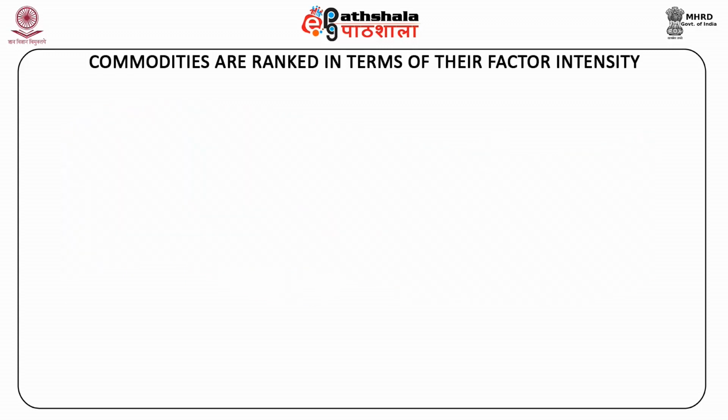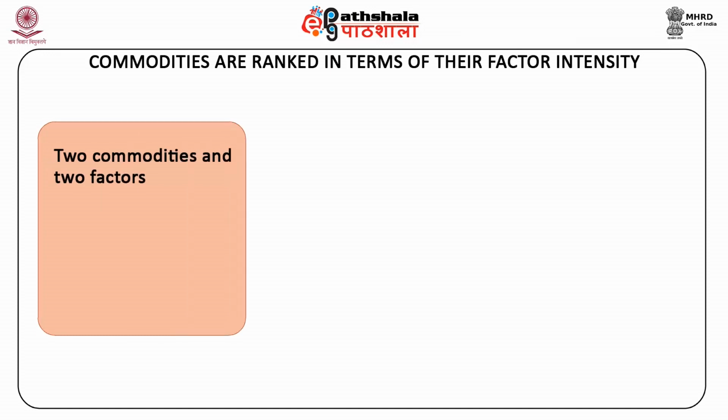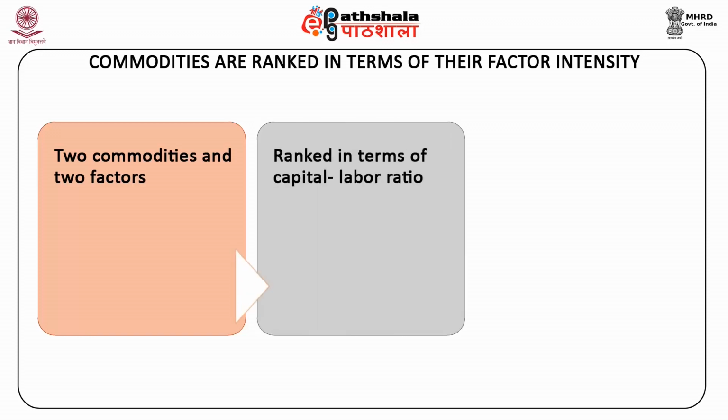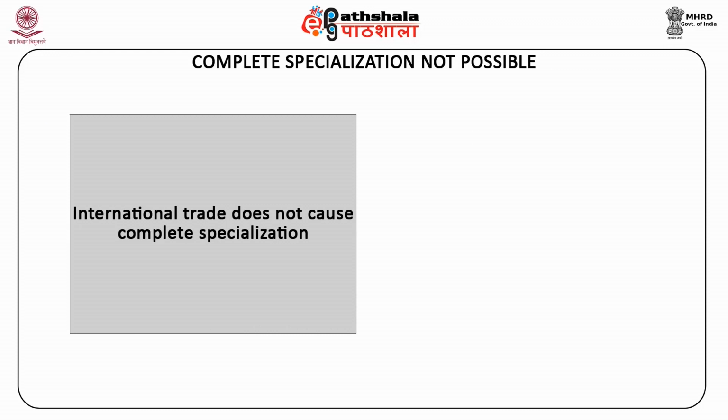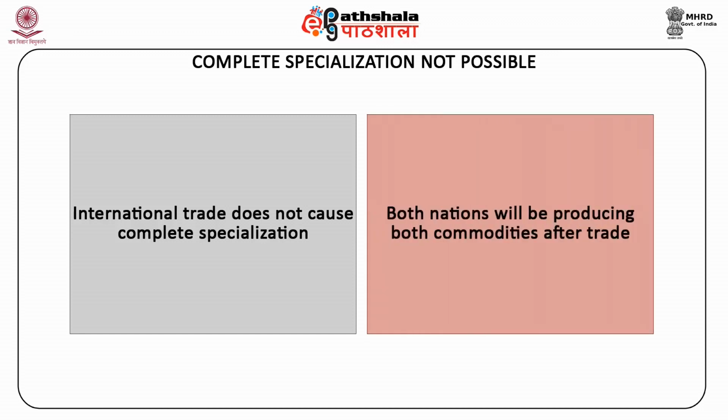If a nation has two commodities and two factors, then one commodity will require relatively more of one factor than the other commodity, and thus can be ranked in terms of capital-labor ratio. This is being done to make the theorem simpler to analyze. The introduction of international trade does not cause complete specialization in the production of goods in either country. This means that both nations will be producing both commodities after trade.